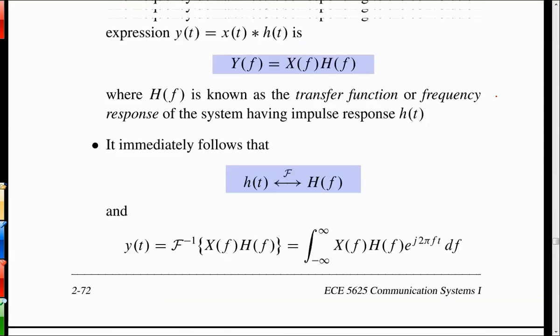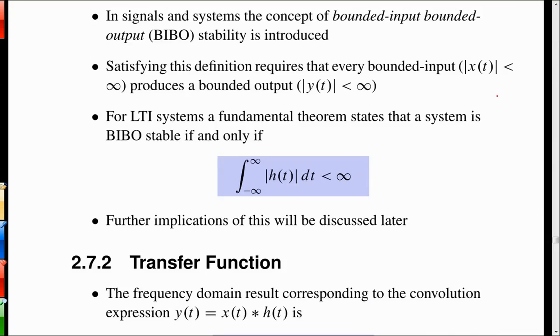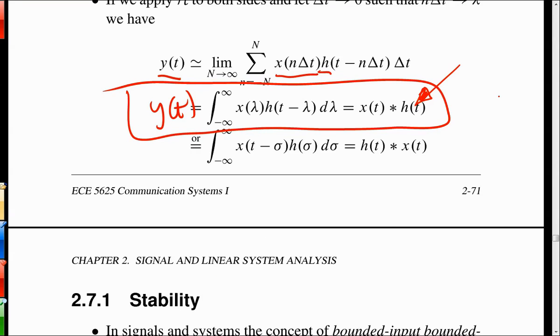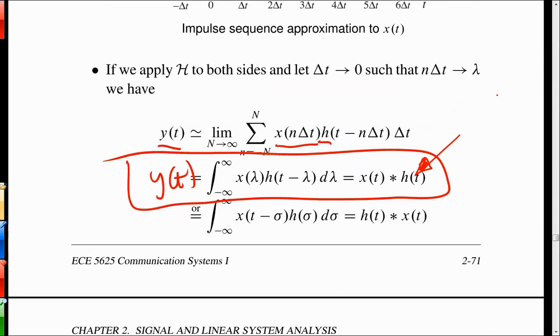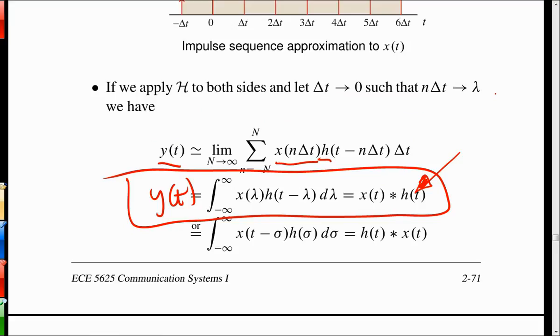I'm going to look at a few properties that we didn't get through last time, but the main thing we talked about was linear time invariant systems. The convolution integral gives us the output from the input in terms of the impulse response. And that was these two variations right here.